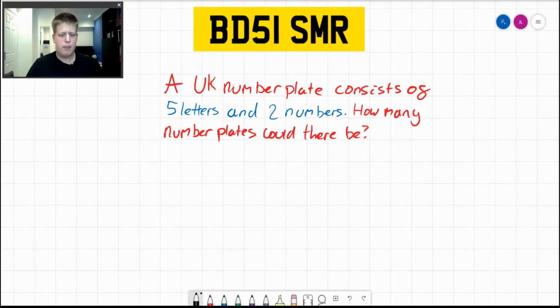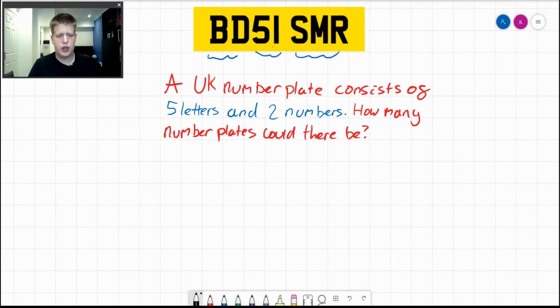A UK number plate consists of 5 letters, which are these 2 here and these 3 here, and 2 numbers, which are these 2 here. How many different number plates could we have? So the first thing we've got to ask ourselves is, is this a permutations or combinations question? Well, BD51 is not the same as DB51. Because with number plates, the ordering does matter. Therefore, this is an easy permutations question.